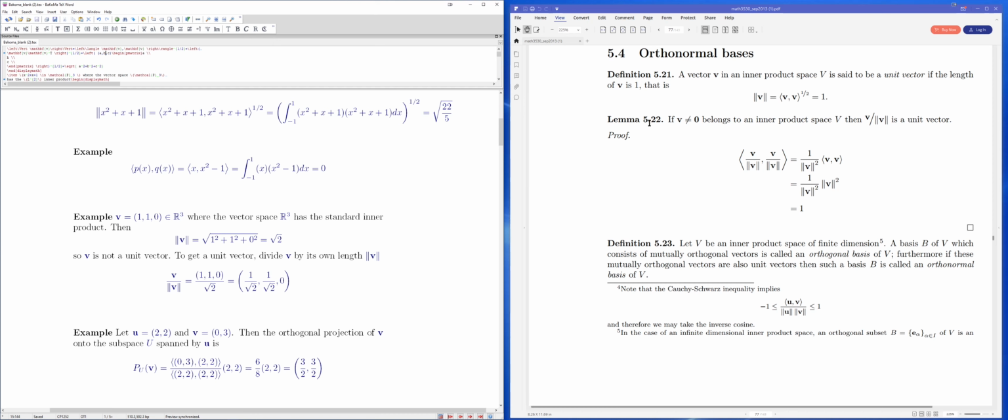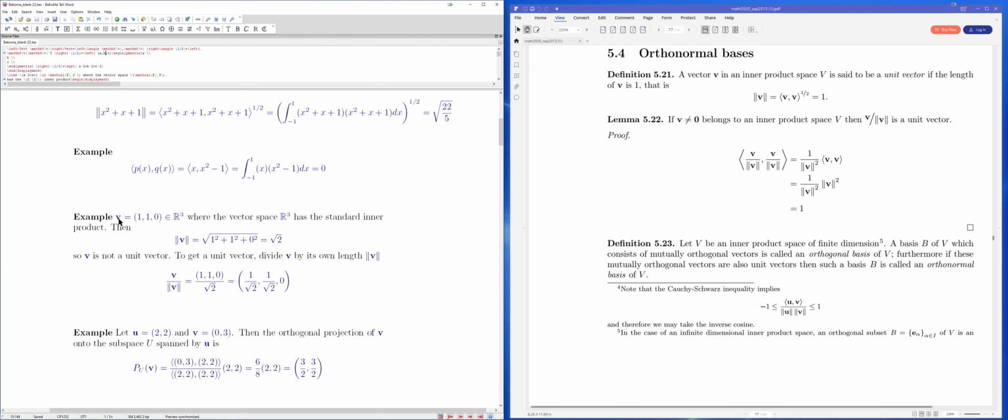Now this statement is saying that if I have a non-zero vector and I want to make it a unit vector, or get a unit vector in the same direction as v, what I can do is take the vector v and divide it by its own length. So let's see an example of a vector divided by its own length.